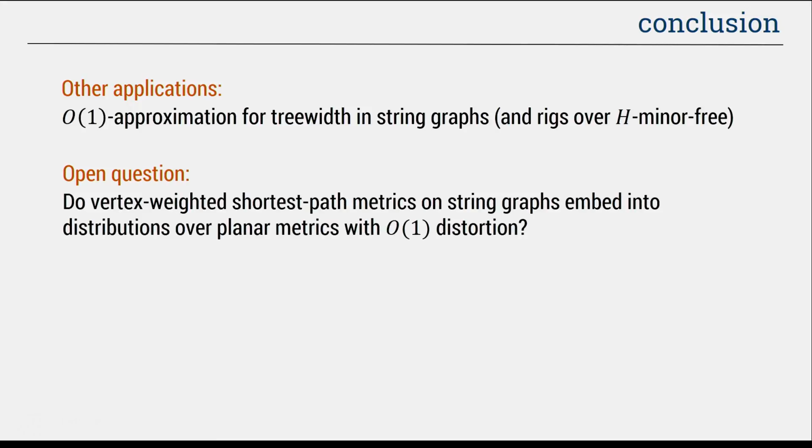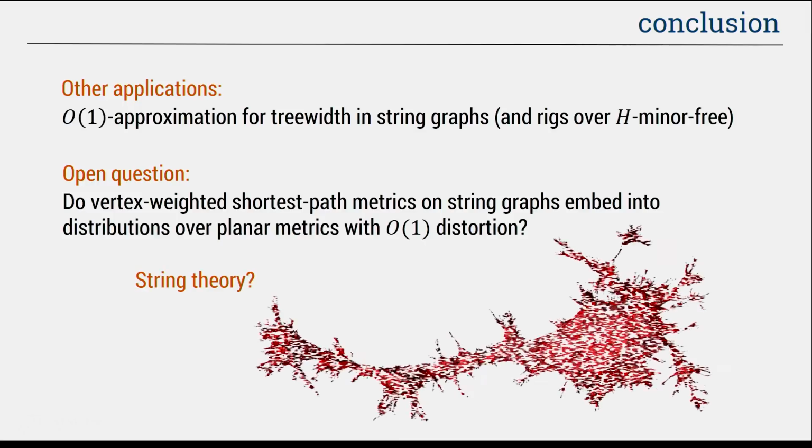Here's a nice open question that maybe explains some of what's going on here. Is it the case that you can take, say, every vertex-weighted metric on a string graph and randomly embed it into planar graphs with constant distortion? That would give like a black box reduction that explains some of the results. That's very nice.